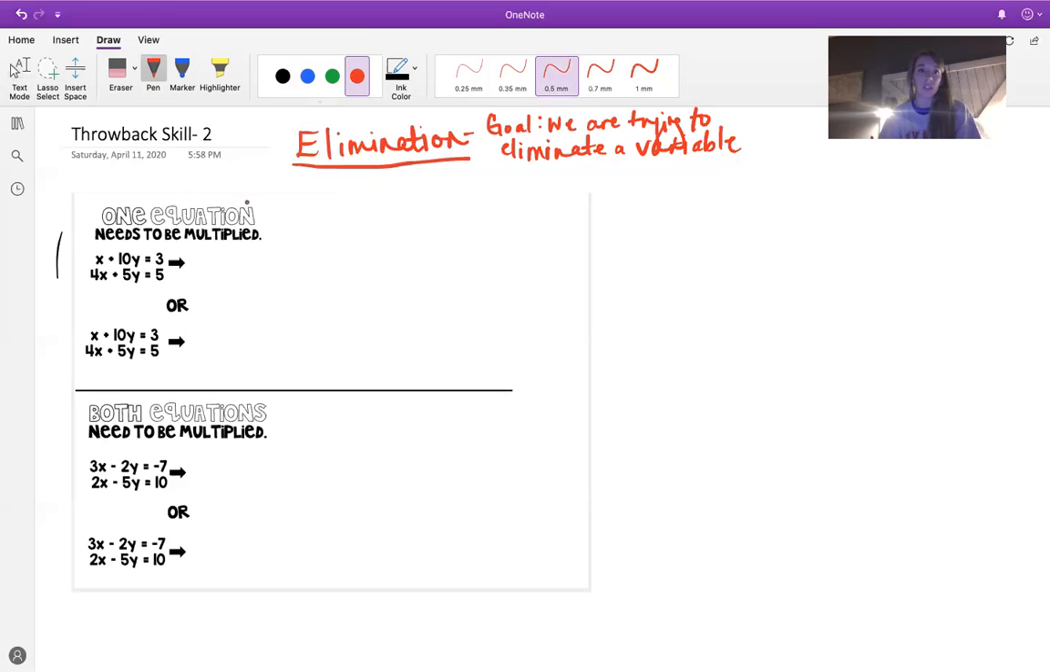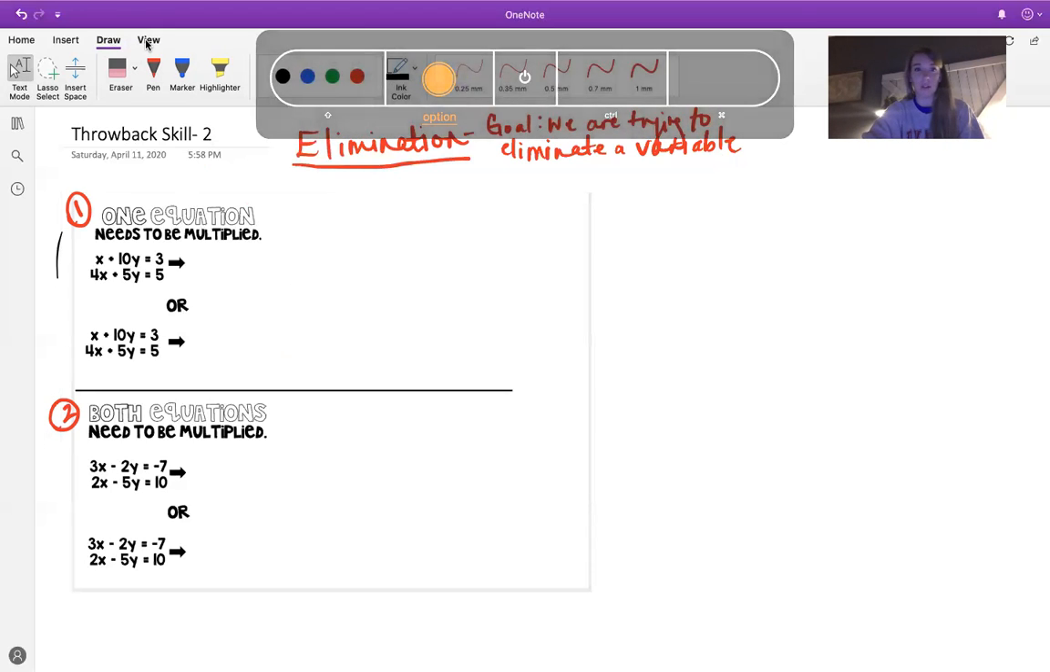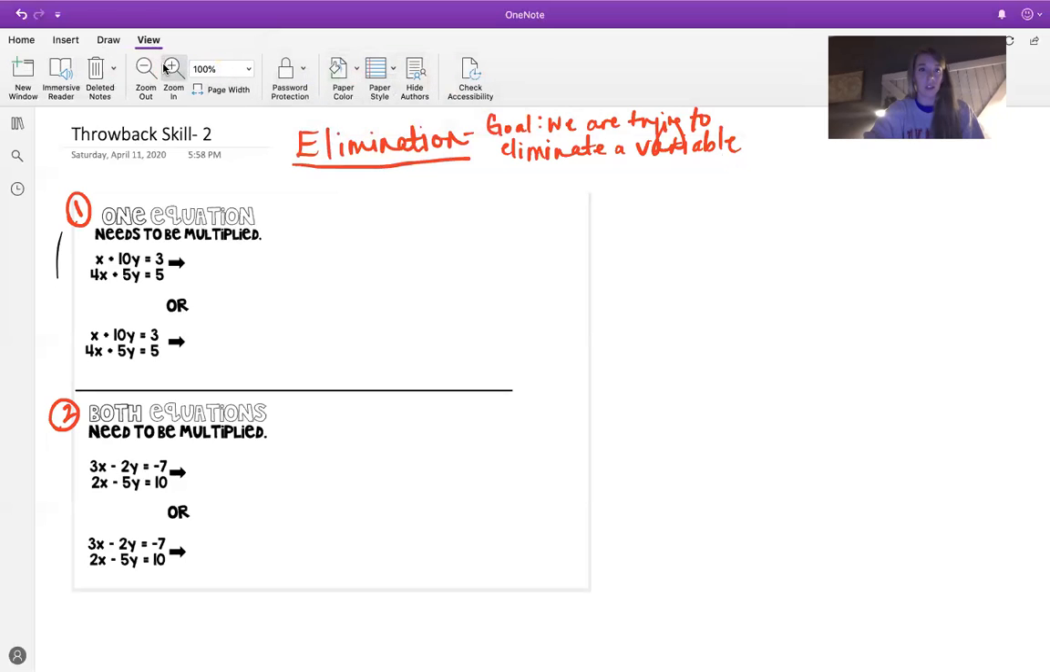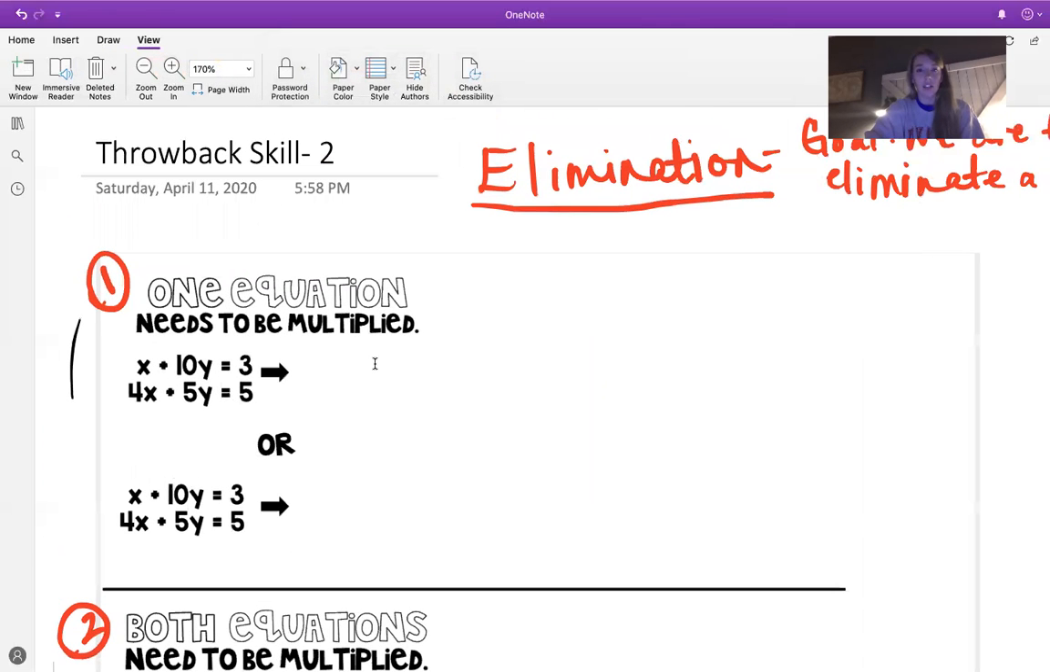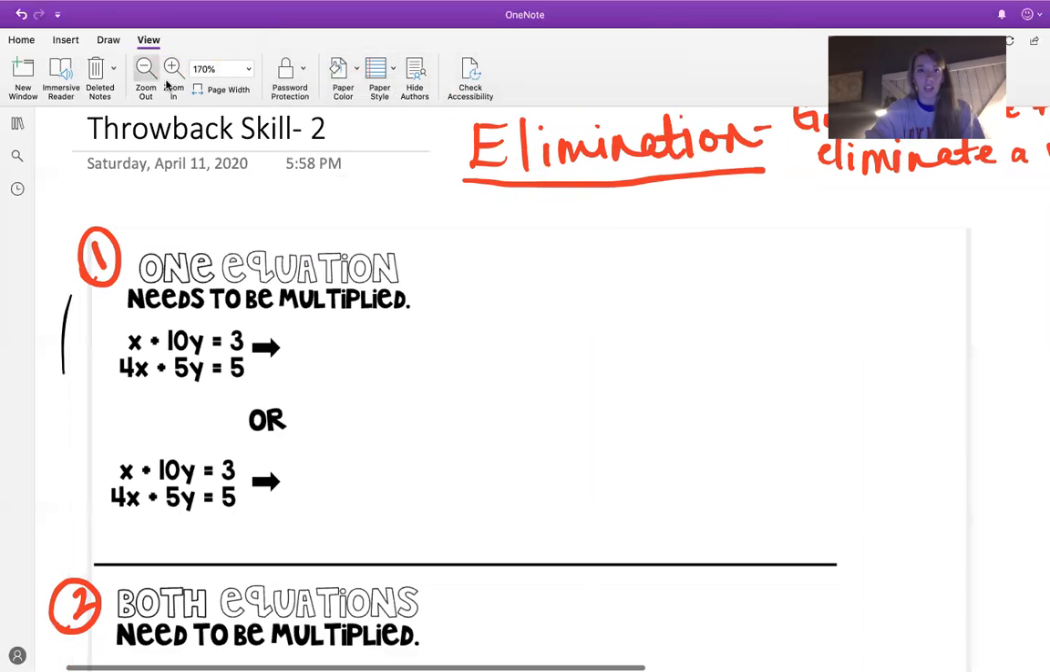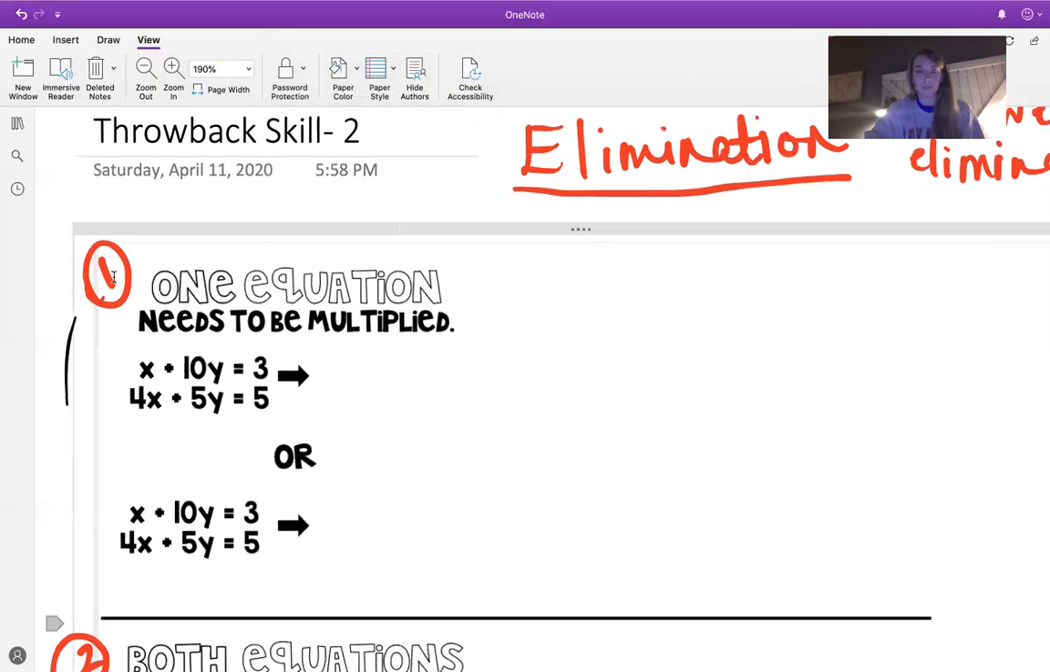these are the two different scenarios that we're going to be looking at. We're going to be looking at one when one of the equations needs to be multiplied, and the second one when both of them need to be multiplied. Okay, so again, take a second, pause the video, write those notes down. All right, so let's focus in on this way first.